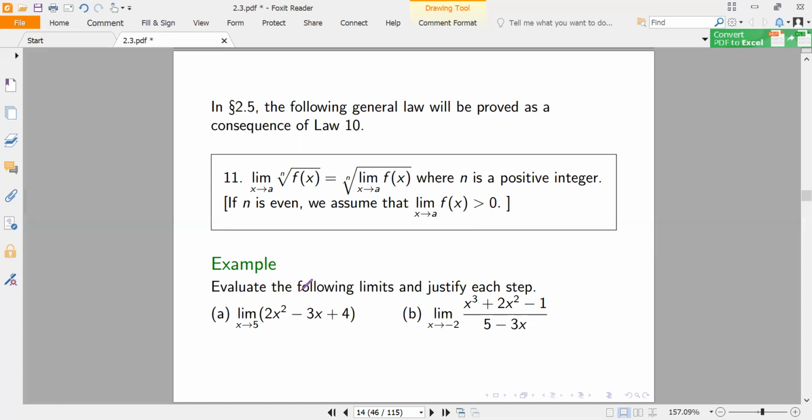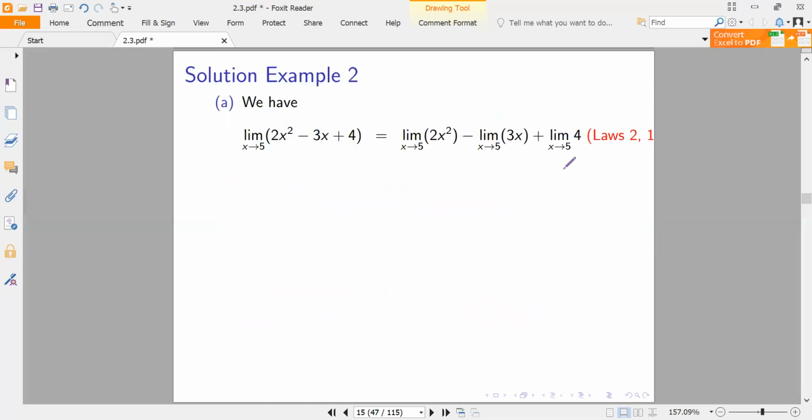Let's take an example. Now we want to evaluate some function here, 2x squared minus 3x plus 4, when x approaches 5. And we want to use these limit laws that we just learned. And for number B, we want to evaluate the limit as x approaches -2 of this rational function. I hope you did Google what a rational function is. Rational functions are when you have a polynomial in the numerator and another polynomial in the denominator. And I hope that you did Google what a polynomial is.